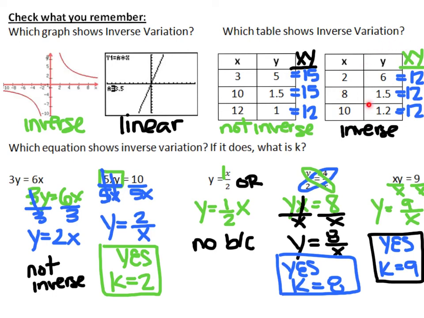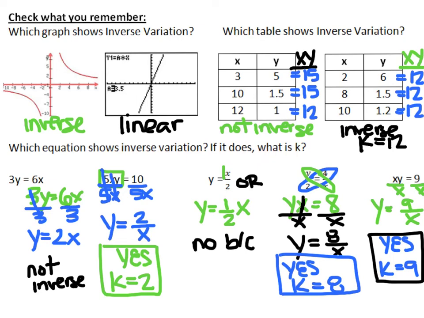Now in the second table, when I did x times y to find the k value, they all gave me the same answer of 12. So it is inverse, and you can also tell me that k equals 12. Now for the last part, which equation shows inverse variation? And if it does, what is the k value?